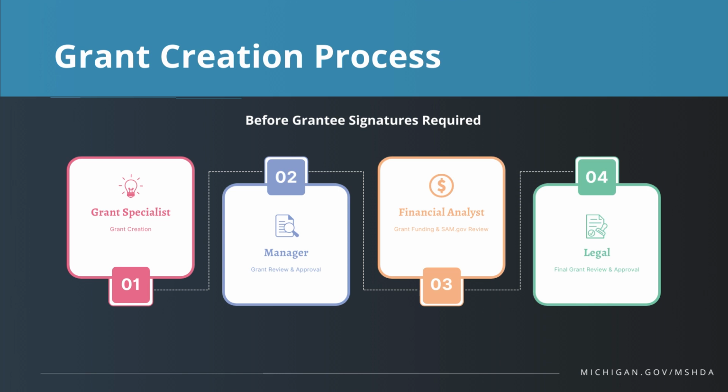Once legal receives the grant, legal approves it or sends it back for modifications. Once legal approves a grant, it will go to the grantee signature's required status, and the authorized official will be notified that the grant agreement is ready to be electronically signed.